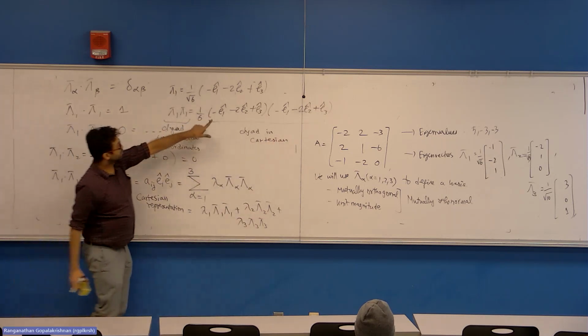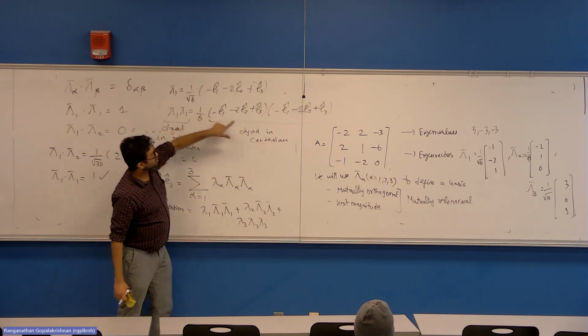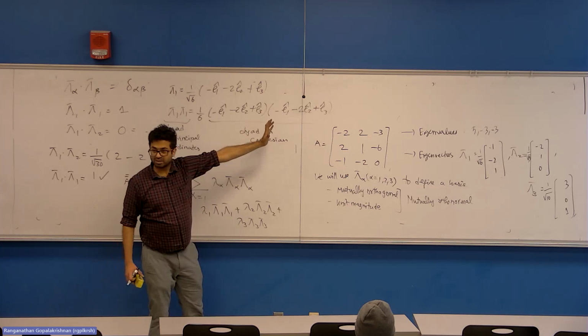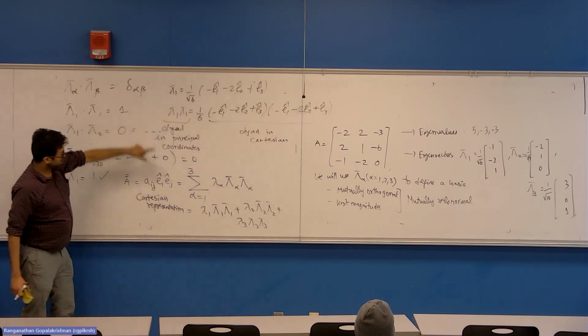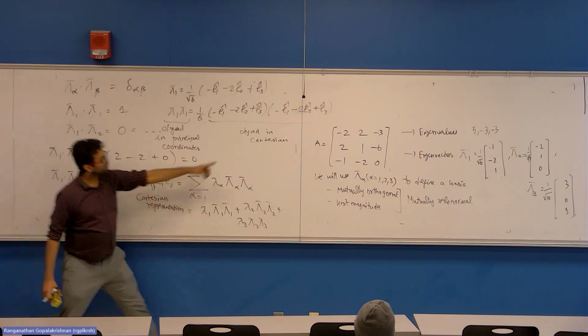You can expand this out. This will come out as E1 E1 minus 2 E1 E2 minus E1 E3 and all such combinations. And you do this for each of the terms, add all of them up, you will end up with this matrix.